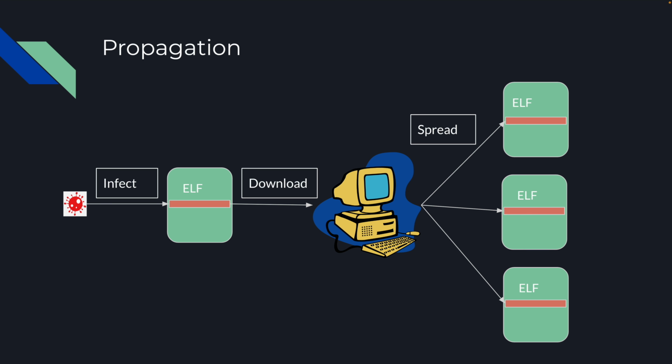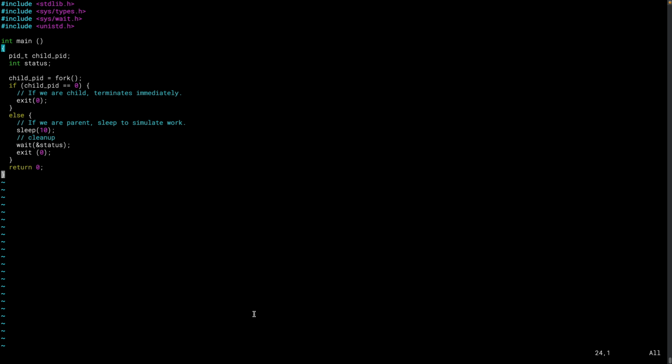Let me demonstrate what that means. I have prepared an example program that forks a child. In this branch, if the returned PID is 0, we are the newly created child process. Let's terminate right away to simulate the case that the virus code has finished very quickly. The other branch will be executed if we are the parent process. Here we sleep for 10 seconds so we can actually see why forking is bad.